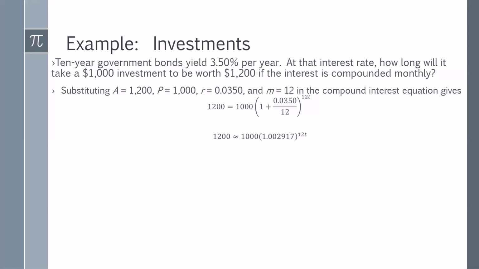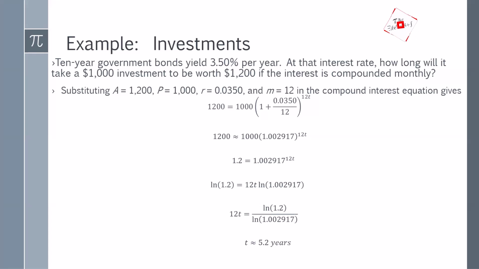We can divide both sides by 1,000 here and get 1.2 on the left is equal to 1.002917 to the power of 12t. Take natural logs on both sides, and using the properties of logs, the log of 1.002917 to the power of 12t is going to be 12t times the log of 1.002917. Divide both sides by the log of 1.002917, and we now know what 12t is. And if we know what 12t is, then we certainly know what t is, in this case about 5.2 years.